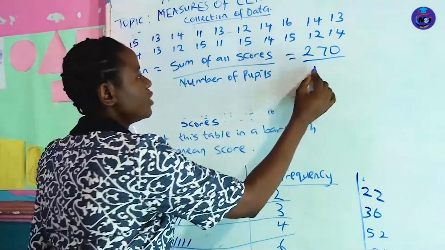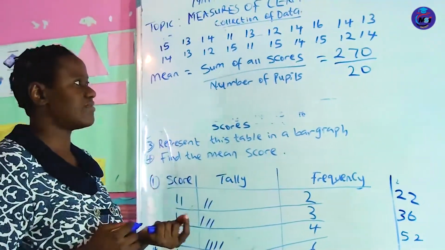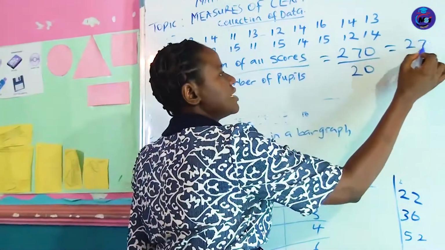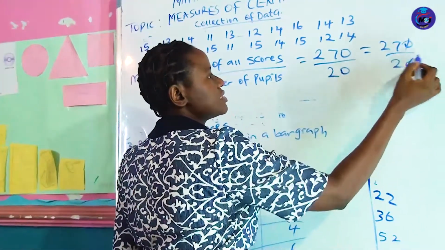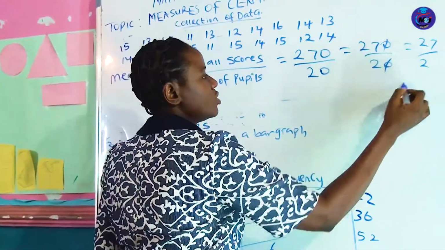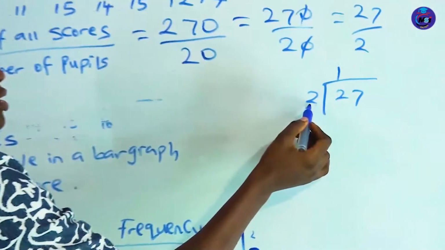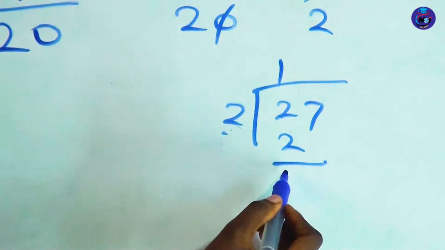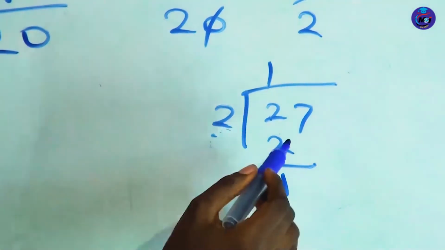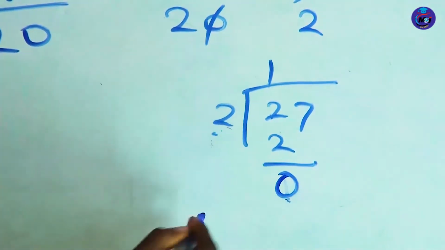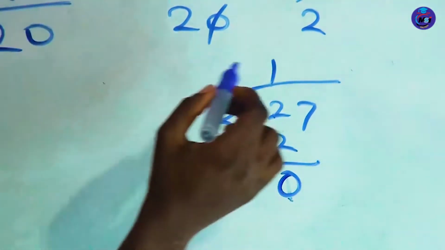There are 20 pupils, 20. 270 all over 20. 0 crosses out 0. So I'm left with 27 over 2. 27 divided by 2. How many 2 can I find in 2? 1. 2 times 1 is 2. 2 minus 2 is 0. How many 2 can I find in 7?